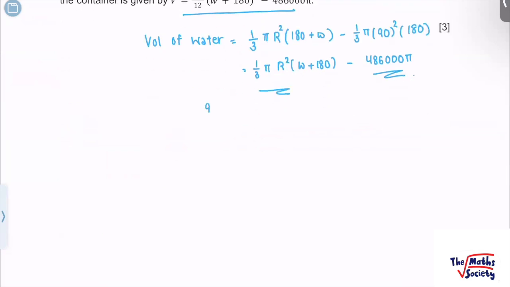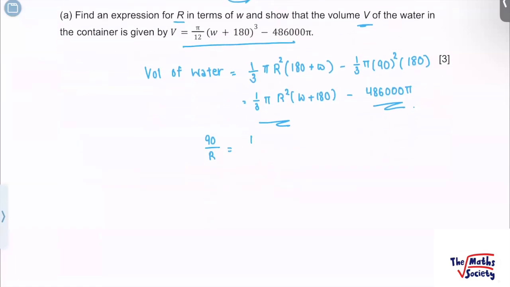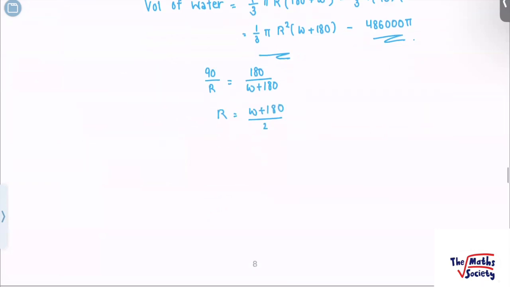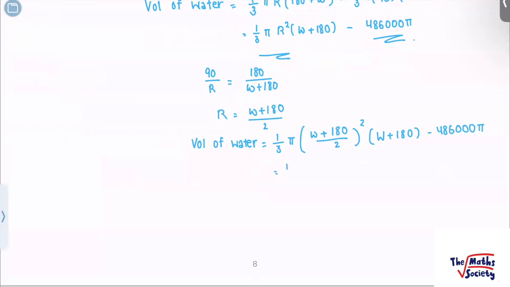So we're going to have 90 over R, and we're going to use similarity. So we have 180 over W plus 180, right? And you're going to have R equal to (W plus 180) divided by 2. So then the volume of water is now going to be 1/3 pi times (W plus 180) over 2, the whole squared, times (W plus 180), minus the small cone's volume.